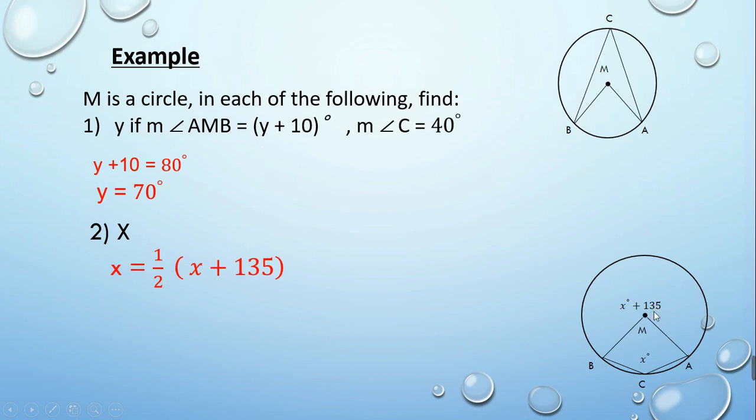The number in your booklet is 35, please write 135. So we will solve it as an equation: x equals half open bracket x plus 135. So x equals half x plus 135 over 2. I multiply half by x and half times 135. Then half x will go to the other side with a minus. x minus half x equals half x equals 135 over 2. Then x equals 135.